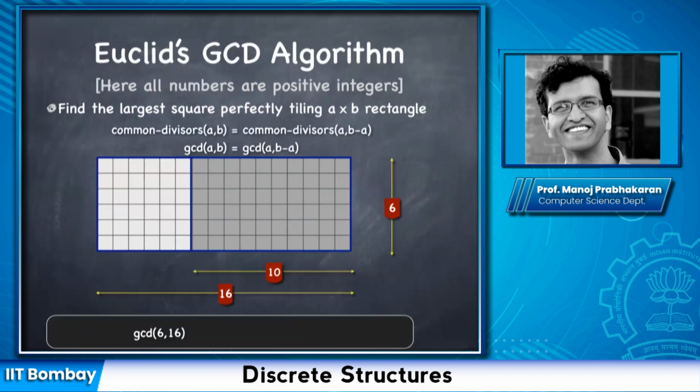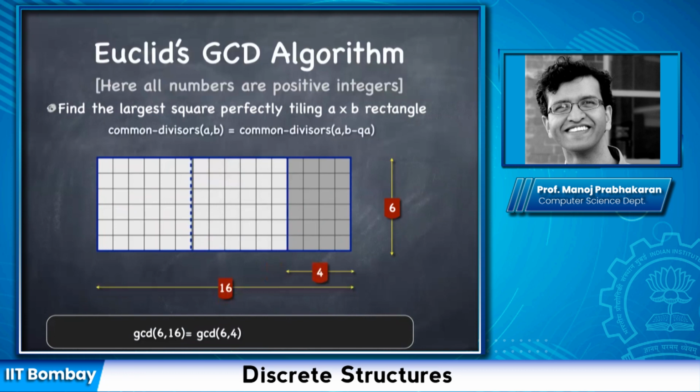Right, so instead of looking at GCD of 6 and 16, I can just try to compute the GCD of 6 and 10. Okay, so this is what happened after I put this big tile, as big a square tile as I could, on the left. And I try doing that again. I pick as big a tile as I can. So 6 is the largest I can go. So I'll take a 6 by 6 tile and remove that.